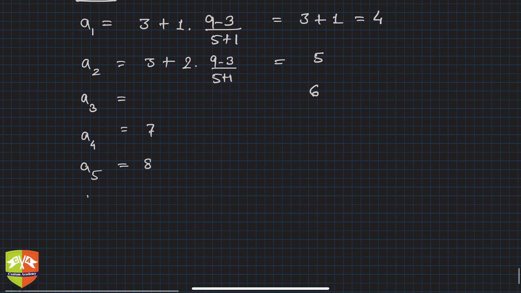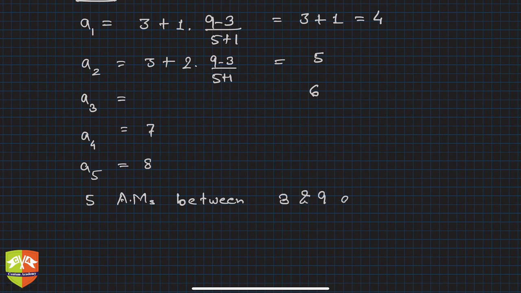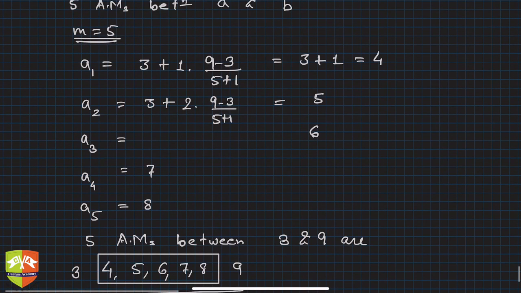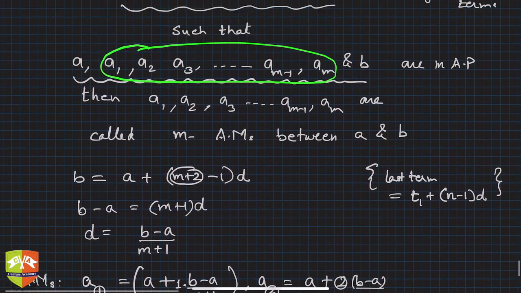So the 5 arithmetic means between 3 and 9 are 4, 5, 6, 7, and 8. Why? Because if you add 3 here and 9 here, all of them are in AP, right? So I hope you understood the concept of arithmetic means, and hence we can insert as many arithmetic means as possible as long as M is a positive integer, right? So that's the concept of arithmetic means. We'll solve a few problems on this to understand it better.